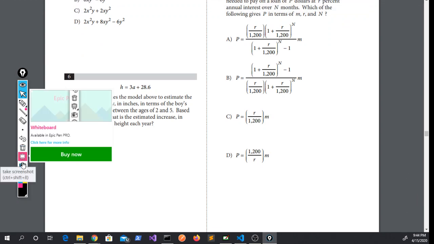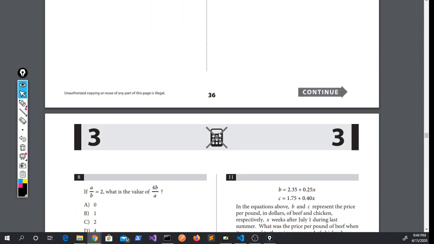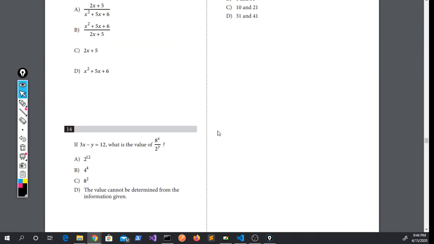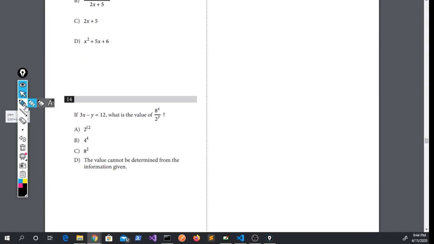Let's see, is this free? That's not free. That's free, but I don't need it. I'm just going to find a blank space somewhere. This looks good.